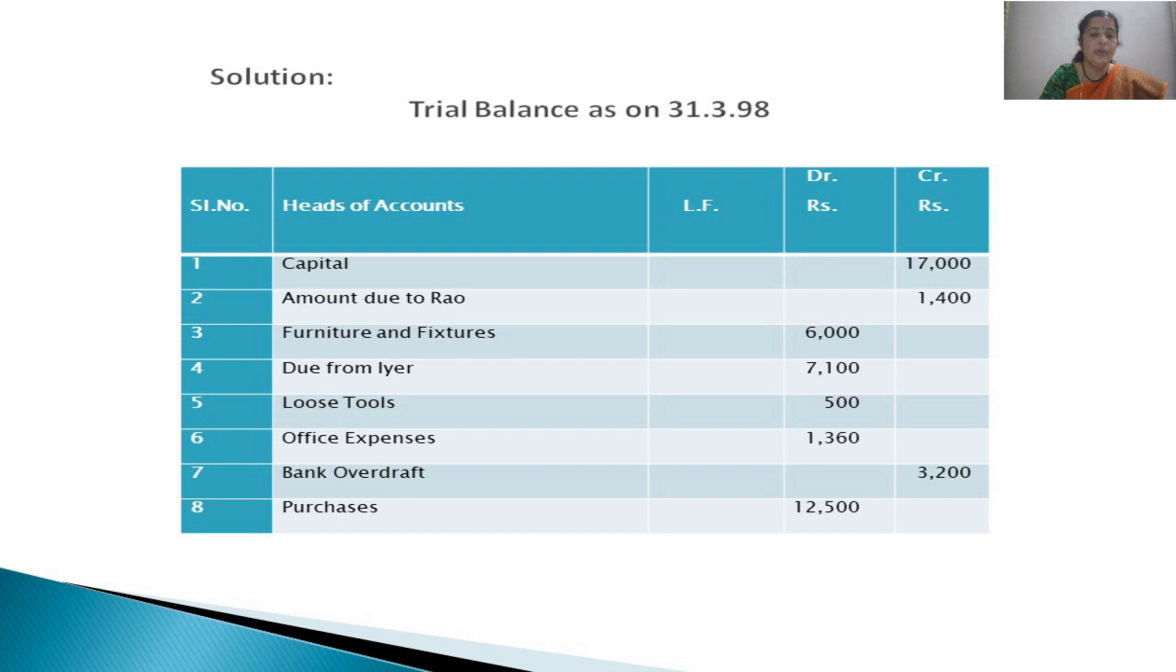Iyer will be paying you. So it is an asset. Loose tools is an asset. Office expenses, debit expenses. Purchases, definitely an expense. It has to be on the debit side.